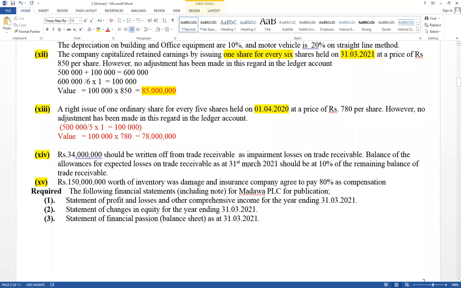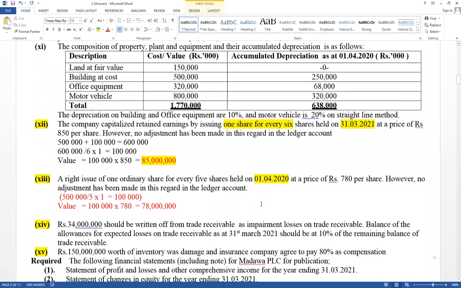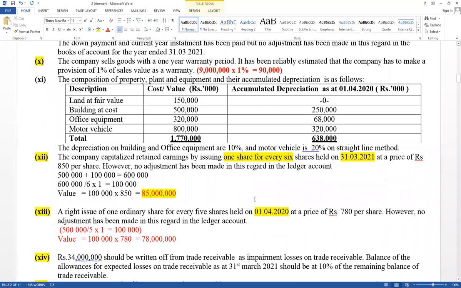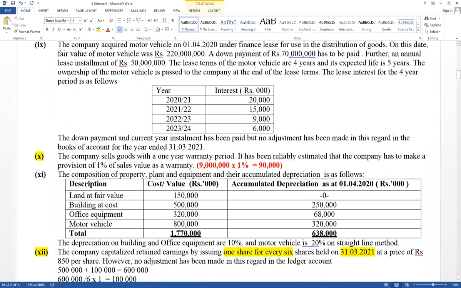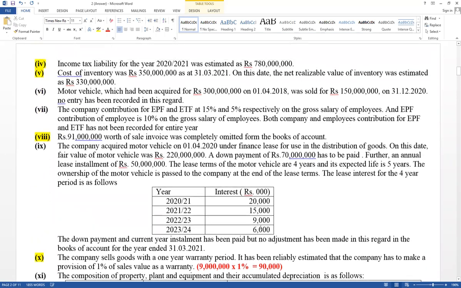Right, we have been discussing the adjustment part. Now I'm going to discuss adjustment 11 for property, plant and equipment, re-evaluation as well as disposal adjustment. As well as we have to discuss EPF and ETF adjustment and leasing adjustment. Right, first one, think about the re-evaluation part.